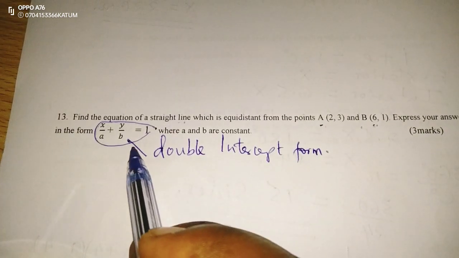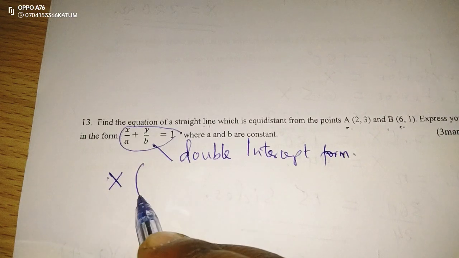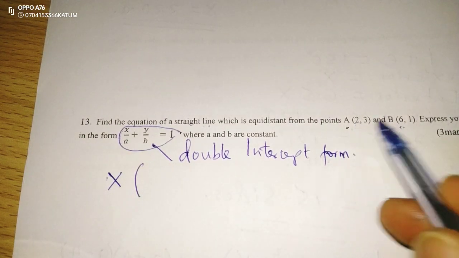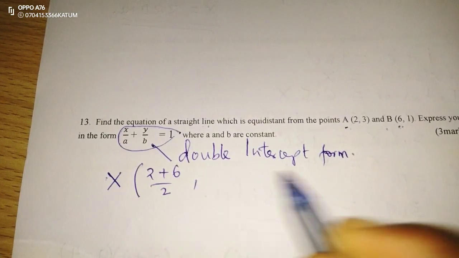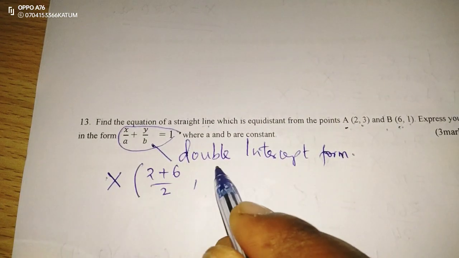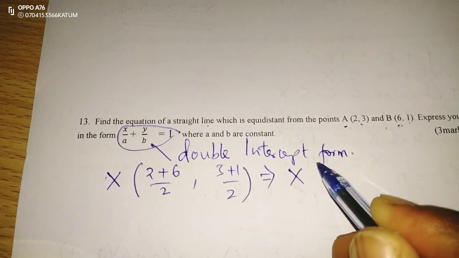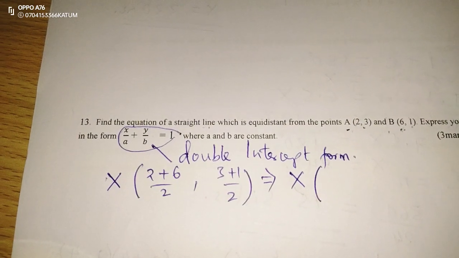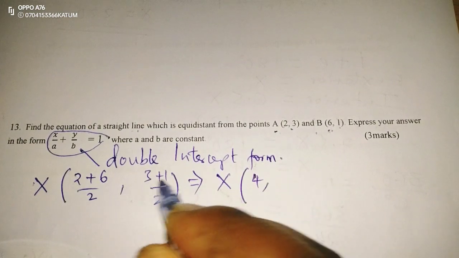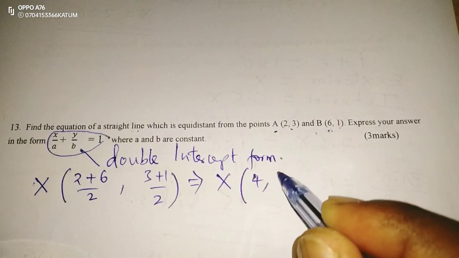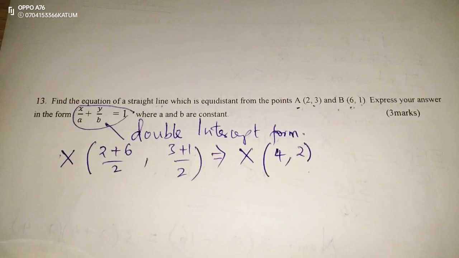So the perpendicular bisector of line AB will pass through a coordinate. If we let the coordinate be x, then x will have coordinates (2 plus 6) divided by 2, then (3 plus 1) divided by 2. So the coordinates of x, where this perpendicular bisector of AB will pass, is going to be 8 over 2, which is 4, and 4 over 2, which is 2. So this is where the perpendicular bisector will pass.